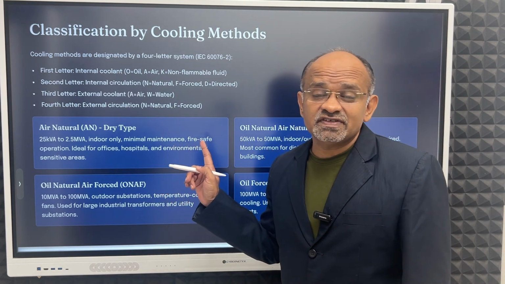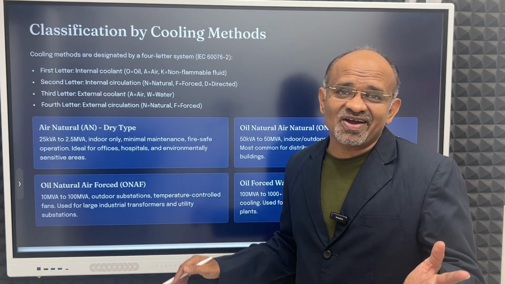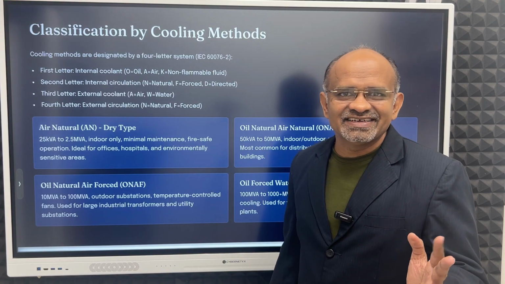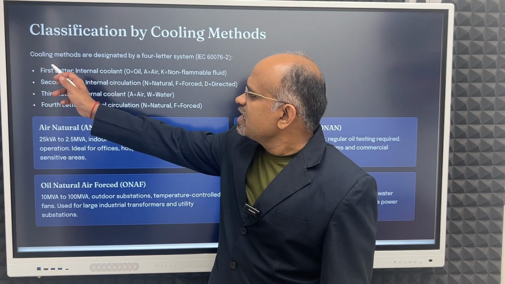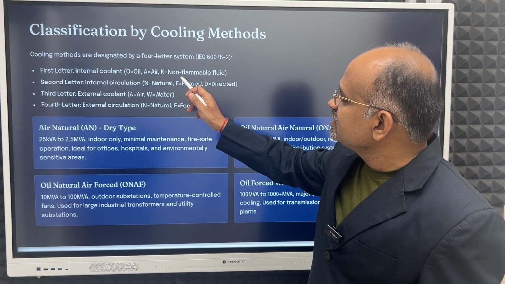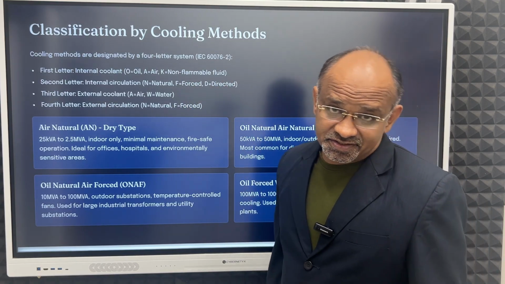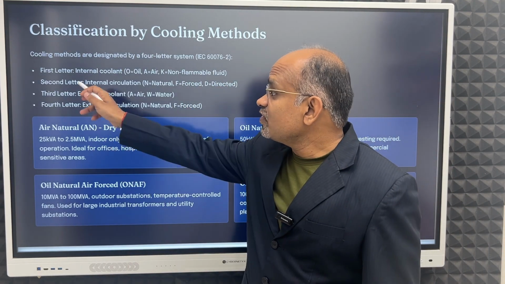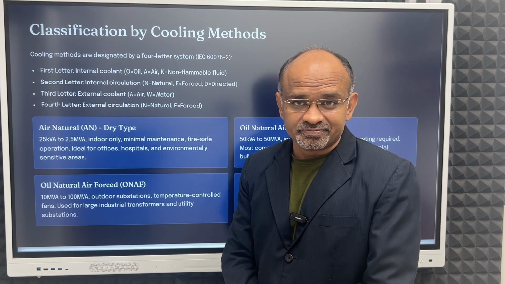I square R losses, we have seen hysteresis losses, eddy current losses, and stray losses. So these are losses. Cooling methods are designated by 4 letters. First letter, internal cooling.